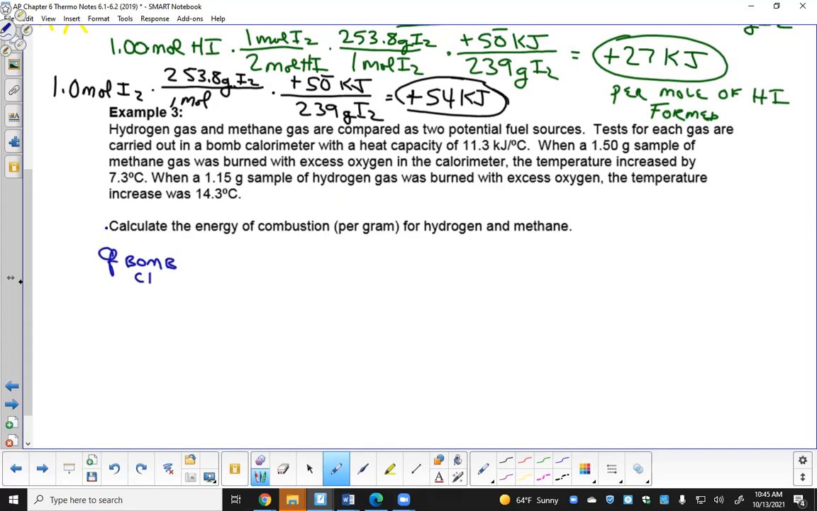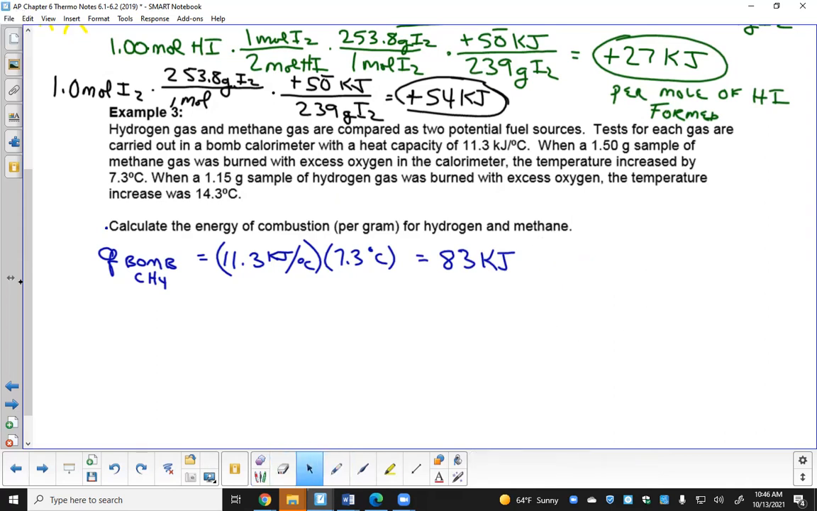So I'm going to do methane, I'll call it CH4. 1.5 grams. Temperature changed by 7.3. Since it's a combustion reaction, that was an increase in temperature of 7.3. And that means there was 83 kilojoules of energy absorbed by the bomb. It's a positive value there. Which then means that the Q for the reaction of CH4 was a negative 83 kilojoules.